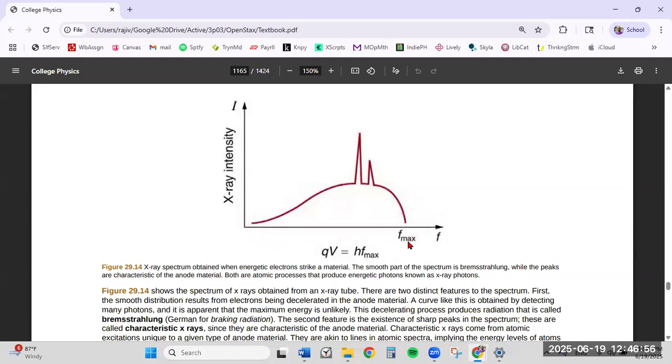Electrons will have a maximum kinetic energy, which depends on the potential difference you're applying across the X-ray tube. And that corresponds to the most energetic photons or X-rays corresponding to the maximum frequency you will see here. And that's shown by this point here in the graph.